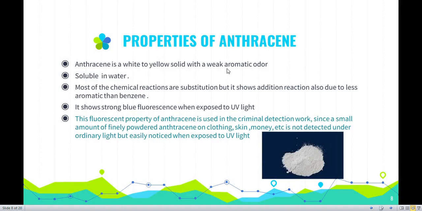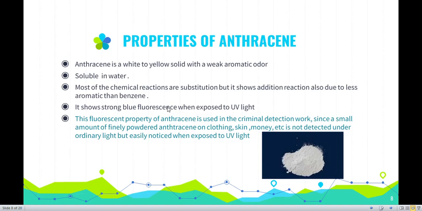Here are the properties of anthracene. Anthracene is a white to yellow solid with a weak aromatic odor. It is soluble in water. Most of the chemical reactions are substitution, but it also shows addition reactions because it is less aromatic than benzene. It shows strong blue fluorescence when exposed to UV light.